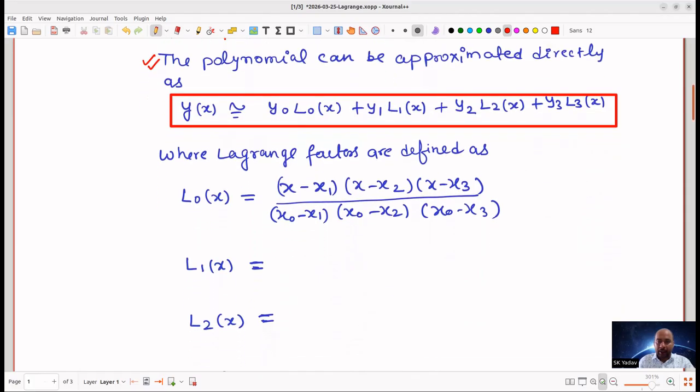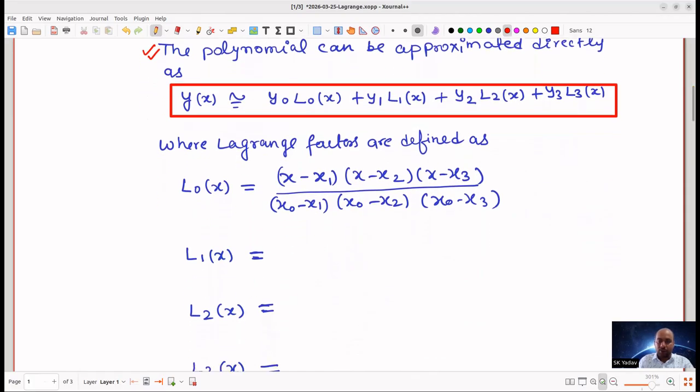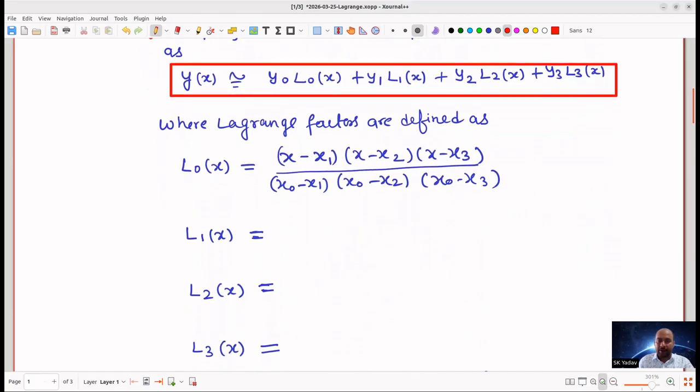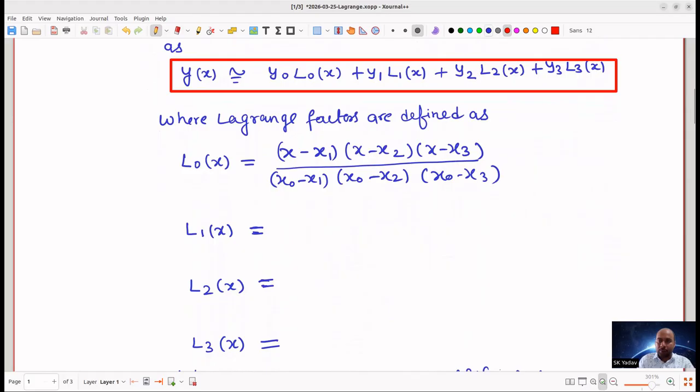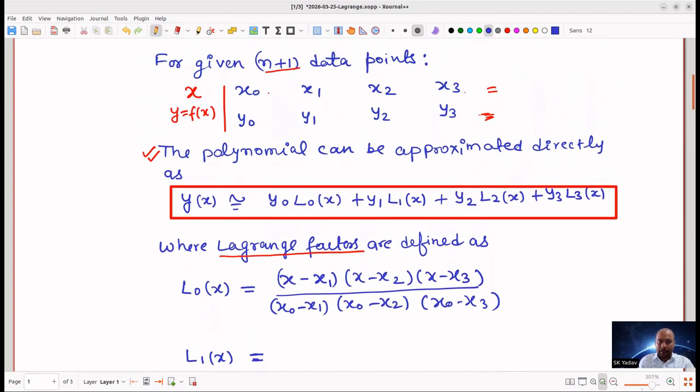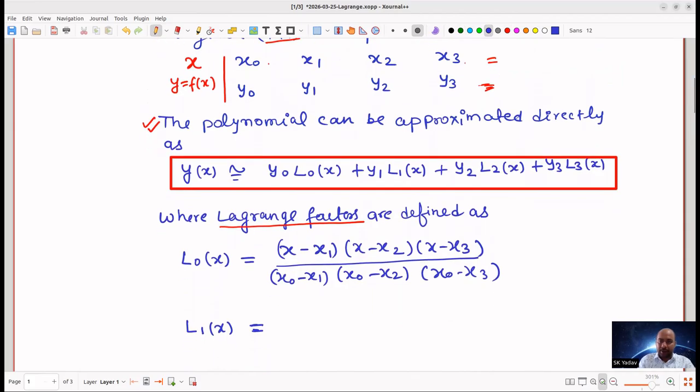Here these Li(x), meaning L0, L1, L2, L3, are called the Lagrange factors, which we need to compute for writing this polynomial. Let us understand how to write these Lagrange factors. I need to compute L0(x) first. So L0(x) I will write as follows, because this corresponds to x0.